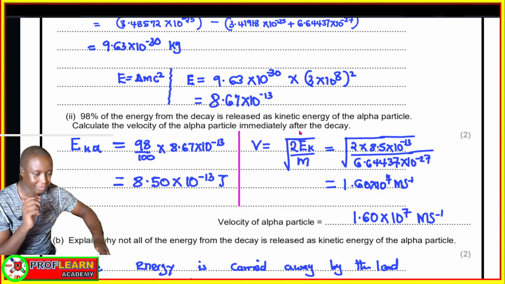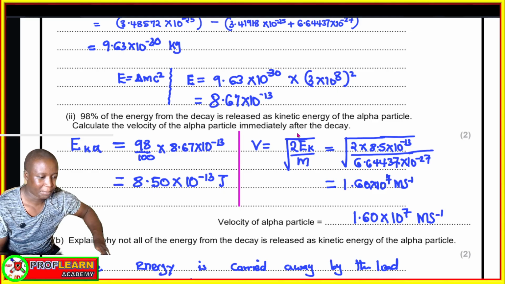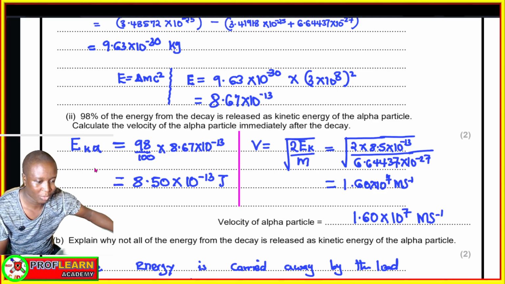Quite interesting, quite simple here. You are supposed to work out the kinetic energy of the alpha particle. So 98 over 100 times the value that we had gotten here gives us 8.5 times 10 raised to the power negative 13 joules.